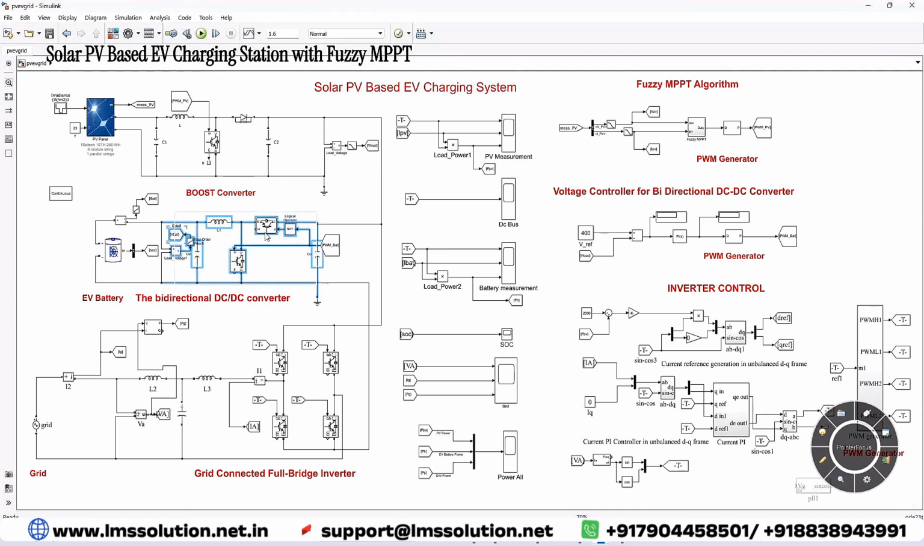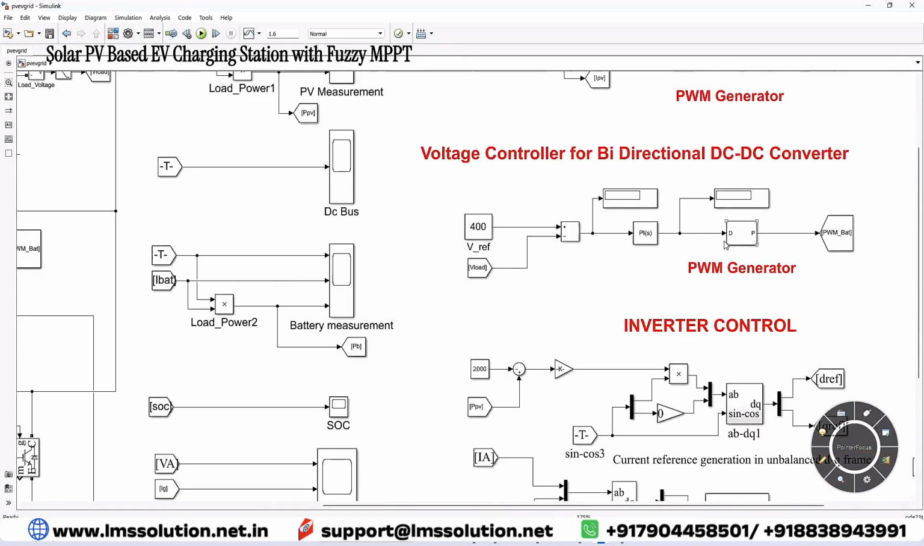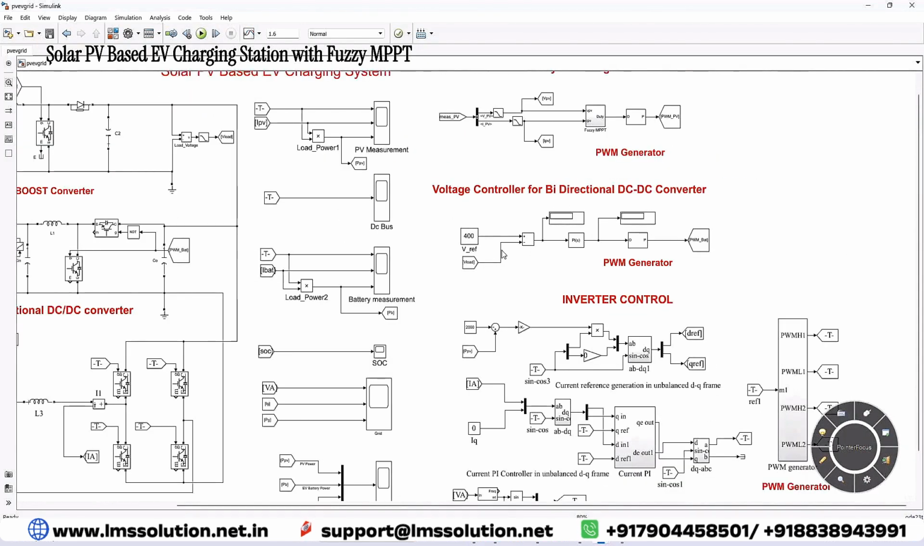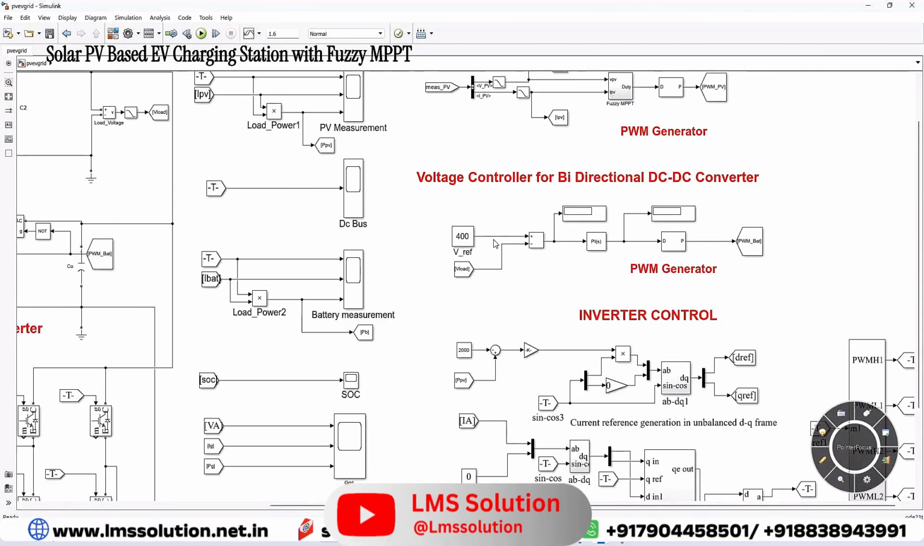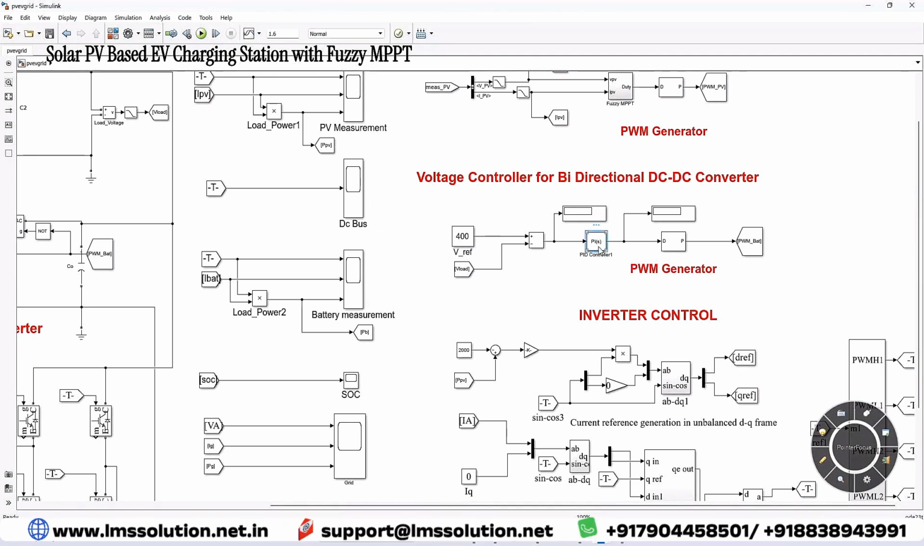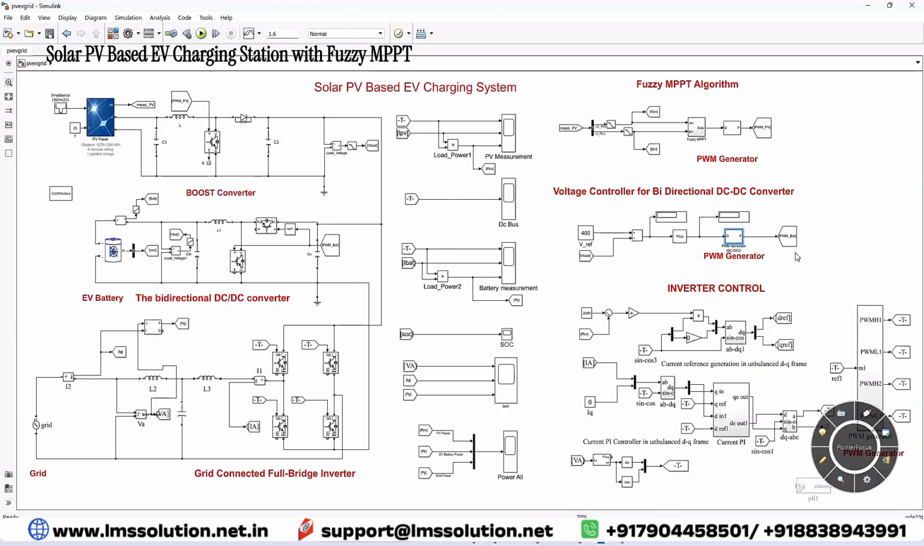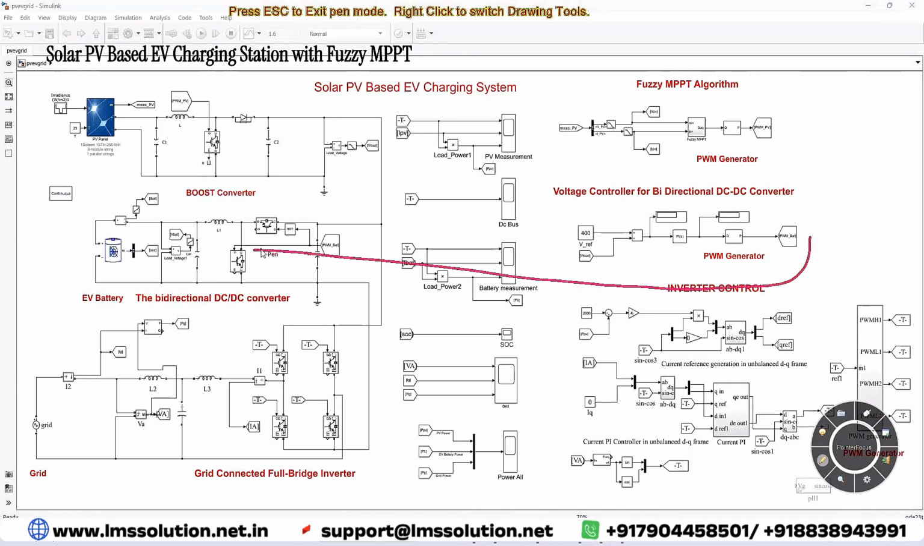Next thing is control of the bidirectional converter. This control will be done via the voltage control method of the bidirectional DC-DC converter. Here you can see that we are measuring the DC bus voltage, and it is going to be compared with 400 because we are going to maintain the DC bus voltage at 400. It is processed via a PID controller or PI controller, which generates the duty cycle. The duty cycle is processed via a PWM generator, which generates the pulse for this bidirectional converter in order to control the charging and discharging of the battery. Here we are going to use the EV battery for charging only, so we control the bidirectional converter for charging mode only.